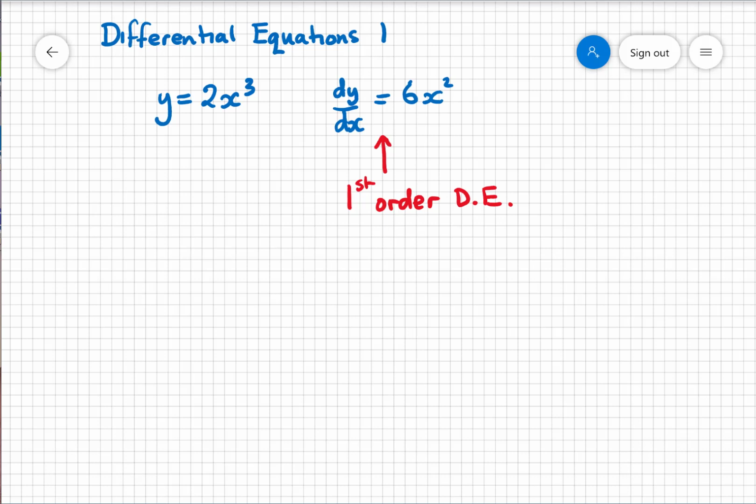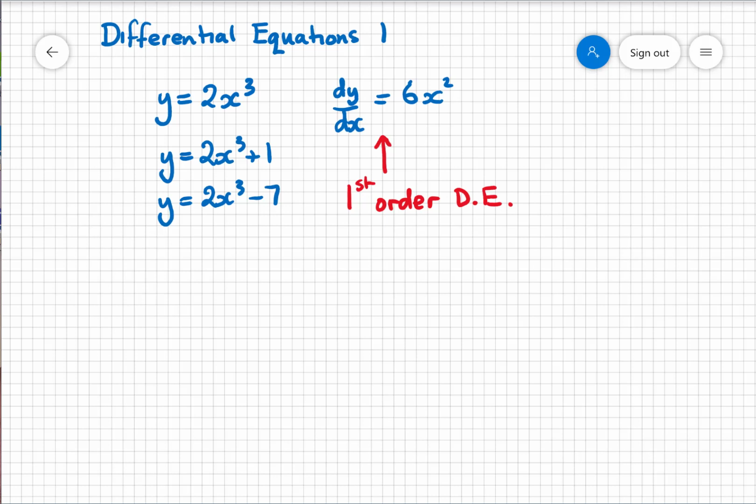Unfortunately, there are many other equations that would also differentiate to dy by dx is equal to 6x squared. For example, y equals 2x cubed plus 1, y equals 2x cubed minus 7. All three of those would, when differentiated, arrive at dy by dx is equal to 6x squared. And what we're trying to do in this unit is work out ways that we can find the solutions to these first order differential equations.